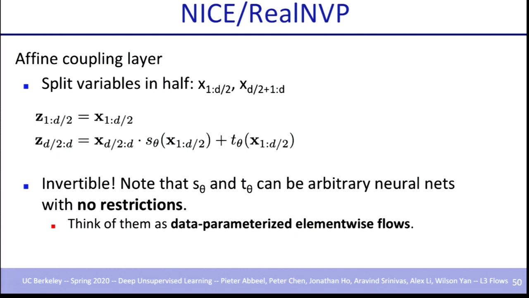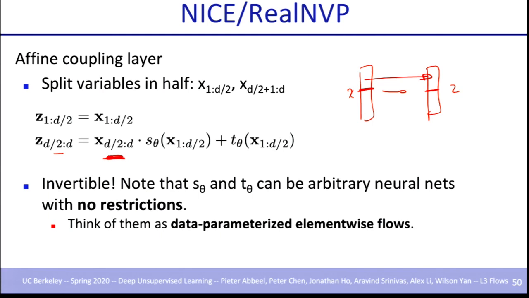So we're going to say z for the first half. I have x, which is supposed to go and become z. The first half is just going right over, nothing happening. Very simple. The second half has an affine calculation. This is the second half of the variables. It's an affine calculation happening. In fact, an element-wise affine calculation.